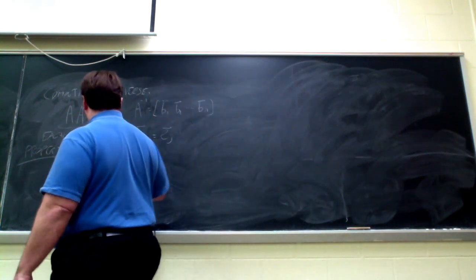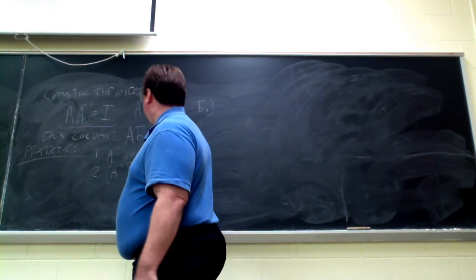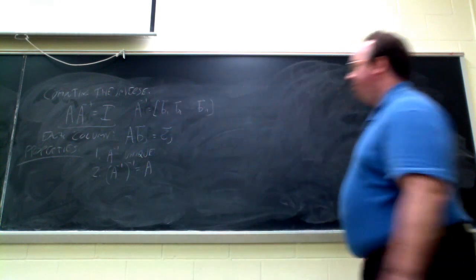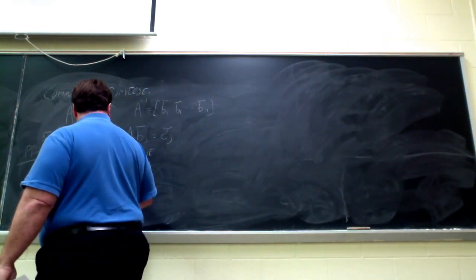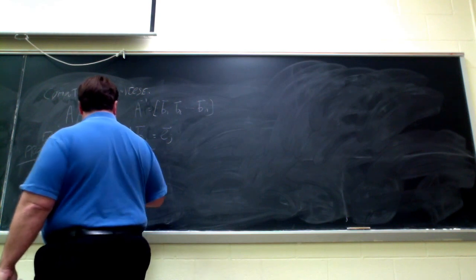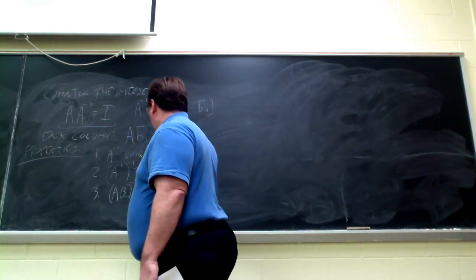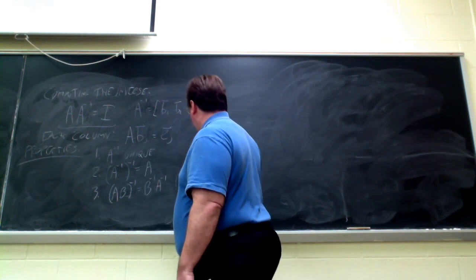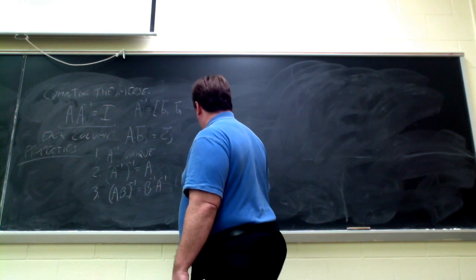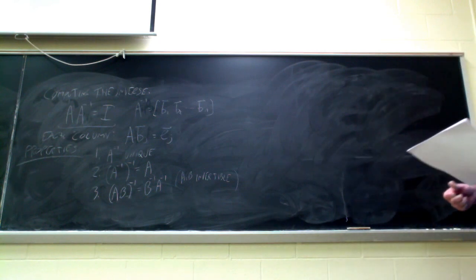Also, if A is invertible, then A inverse is also invertible. If you take the inverse of the inverse, that just brings you back to the original. We saw something like that with a transpose. Also, the inverse of a product of invertible matrices, so A and B both have to be invertible, is the product of the inverses, but in reverse order. Just like with transposes.